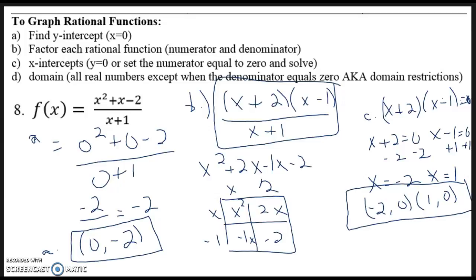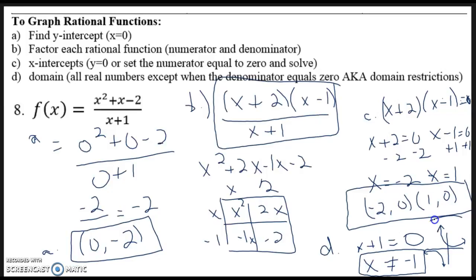So now I've got domain, all real numbers except where the denominator is 0. So I take my denominator, x plus 1, set it equal to 0. X cannot be negative 1. All right. When graphs approach something that can't be, like negative 1, they do this whoop, whoop. We have an asymptote there, okay? All right, does that make sense? Well, kind of quickly, huh?